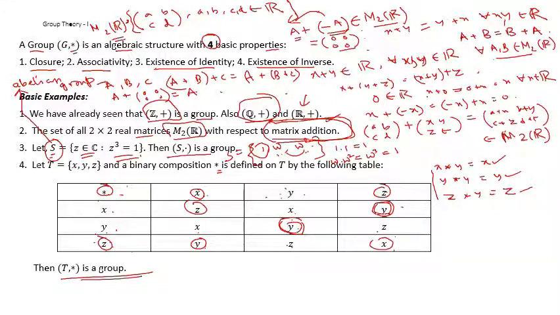So this is a group. Now what is a finite group? A group G star will be called a finite group if that set, a group is an algebraic structure which has a set and a binary composition. If that set has a finite number of elements, then we say it is a finite group, otherwise it is called an infinite group. That is, if G has a finite number of elements, then G star is a finite group, otherwise it is an infinite group.